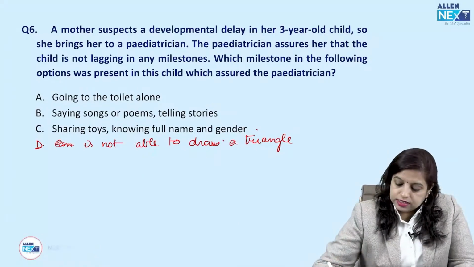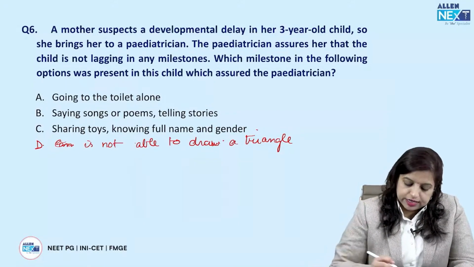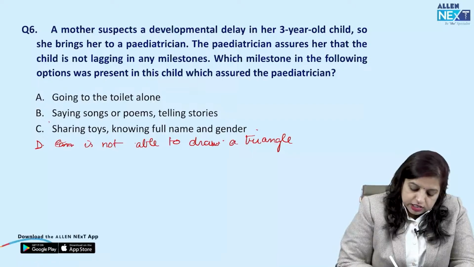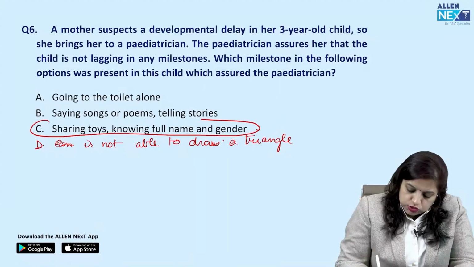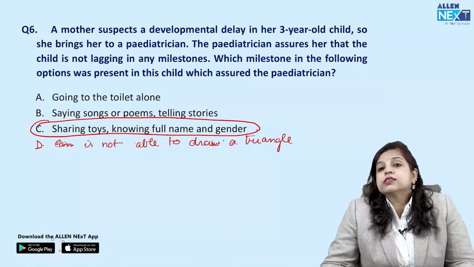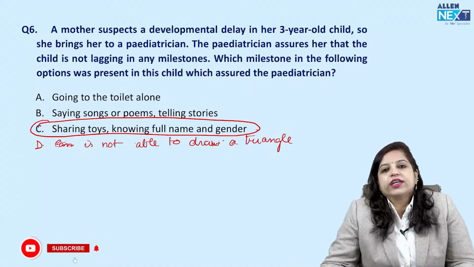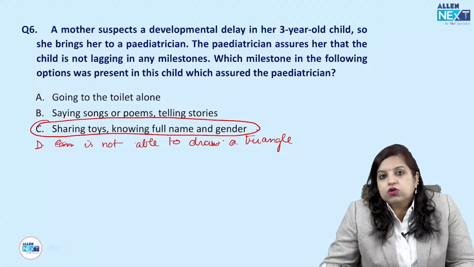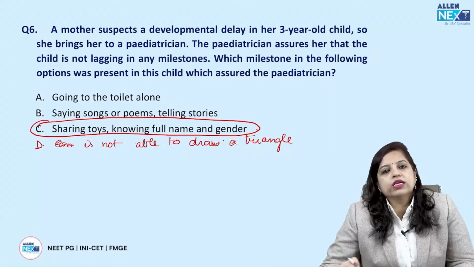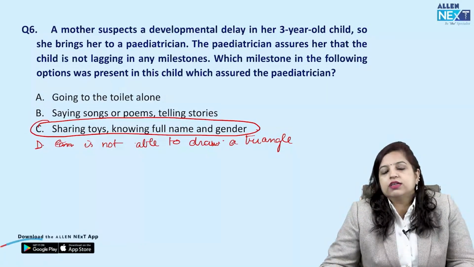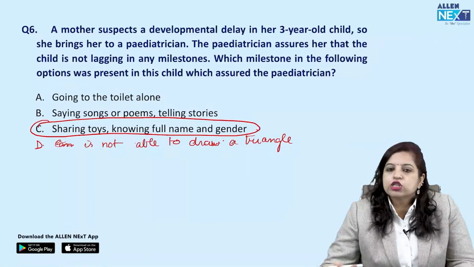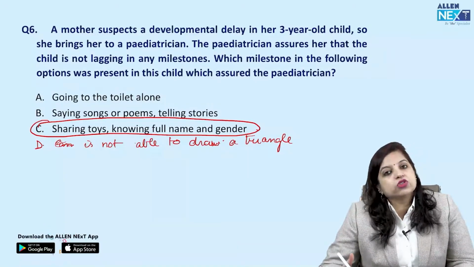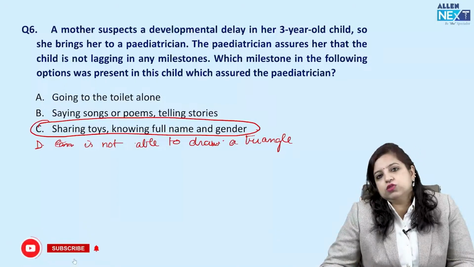So, what is this? Yes, you are correct. The correct answer is going to be the child shares toys, knows full name and gender. See, in certain books, you may find sharing toys coming at 4 years of age. But look at other things also. Over here, the child is knowing his full name, knowing his gender. That usually comes at 3 years of age. So that is how the pediatrician is going to assure the mother that nothing is wrong with the child.